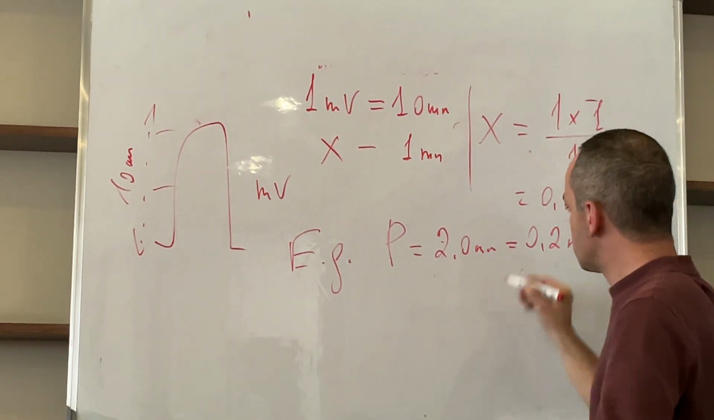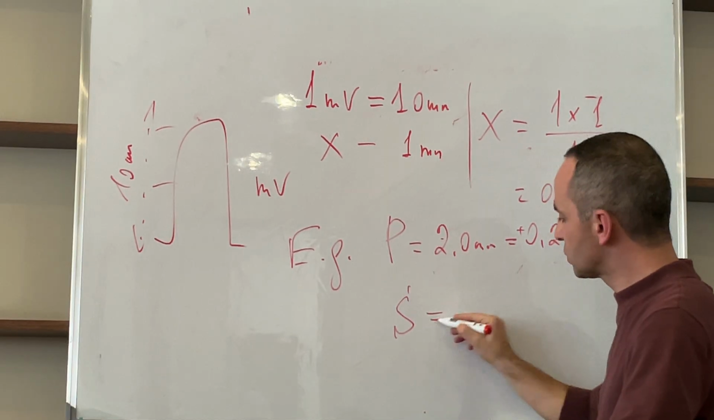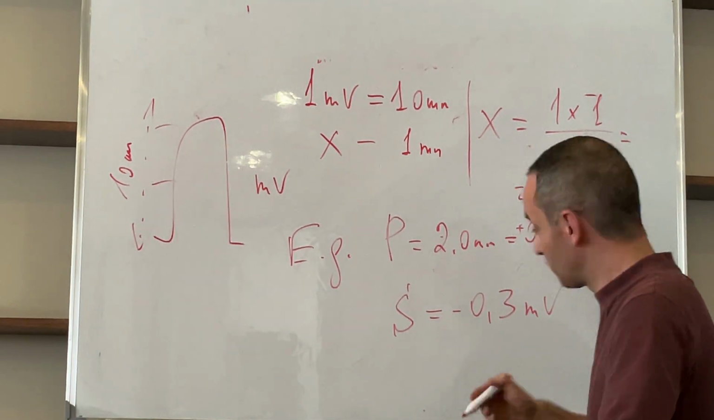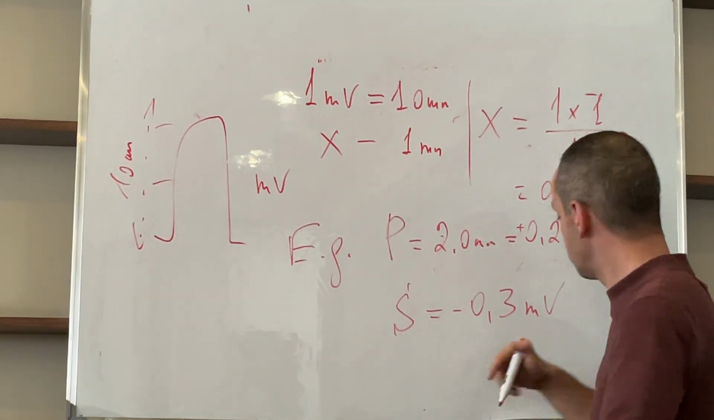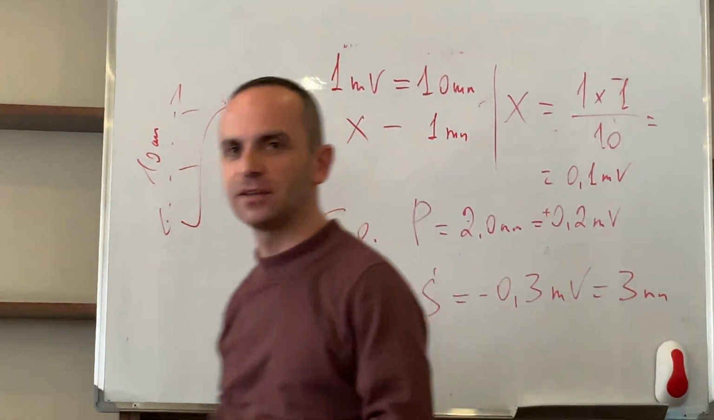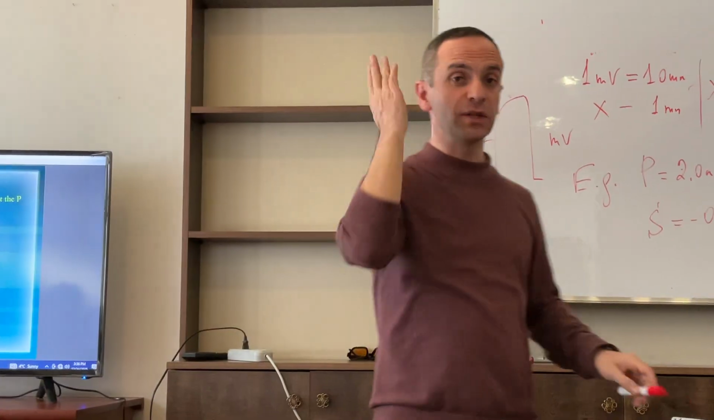Very often you may see plus 0.2 for positive waves, but we may say that for S, for example, it is equal to minus 0.3 millivolts. Millivolt cannot be negative, but it is just showing that it is a negative wave. It is the same as 3 millimeters below the baseline. Okay? So this is what concerns the amplitude.